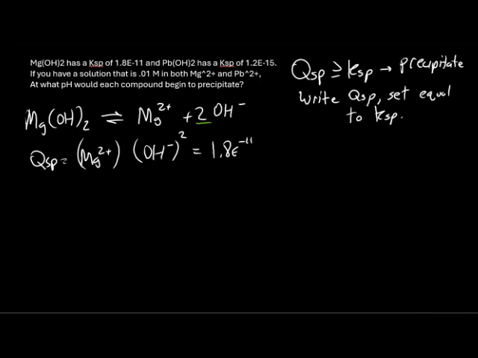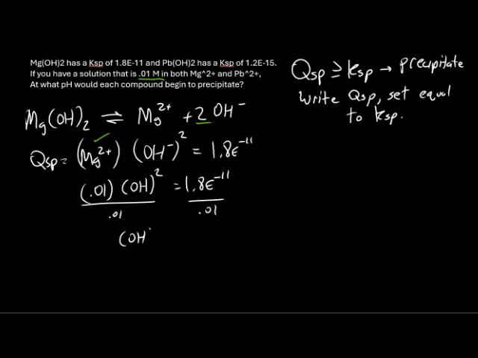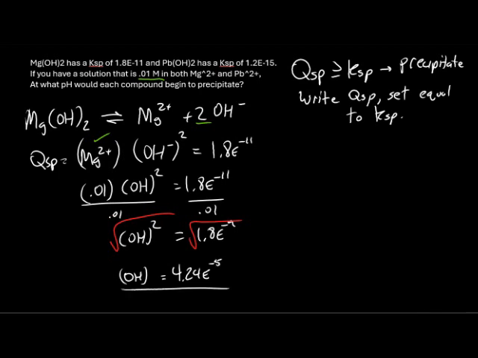Now, we already know what the magnesium 2+ concentration is because we are given that it is 0.01 molarity. So we'll say 0.01 times OH- squared is equal to 1.8 times 10 to the negative 11th. We divide both sides by 0.01, and we'll end up with OH- squared is equal to 1.8 times 10 to the negative 9th power. Now we can take the square root of both sides, and this will give us our OH- concentration. If we put this in a calculator, we end up with 4.24 times 10 to the negative 5th power. Based on that, we can find our pH.